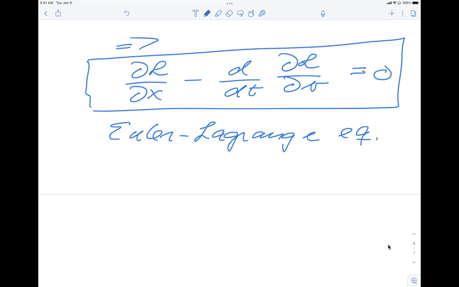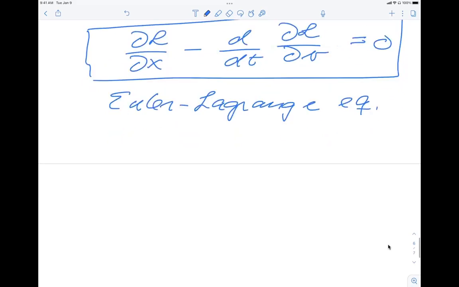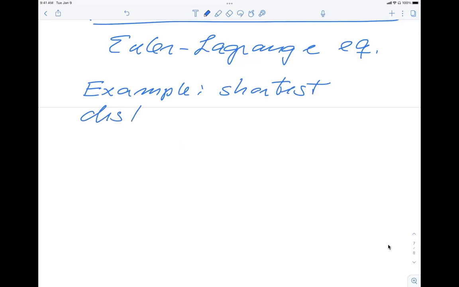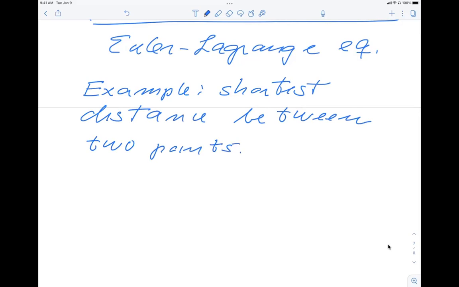The first example we're going to look at, and we will pick this up on Wednesday, is the shortest distance between two points. So we can use this calculus of variations to simply demonstrate that the shortest distance between two points is what everybody knows, a straight line.